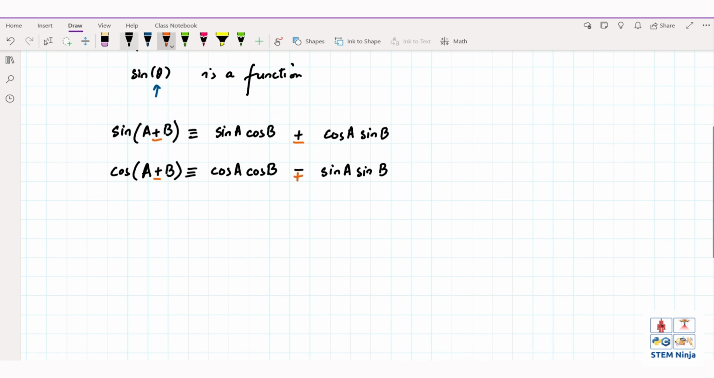Finally, let's look at tan A plus B. So this expands to tan A plus tan B whole divided by 1 minus tan A tan B. And once again, if the sign in the middle is negative, we will have negative and positive on the opposite side.